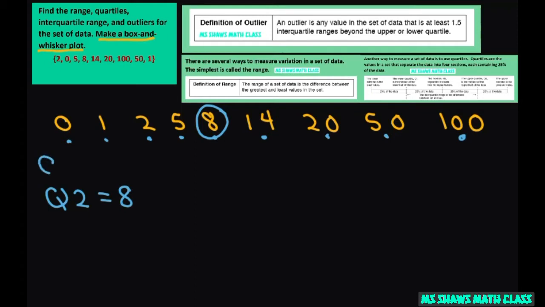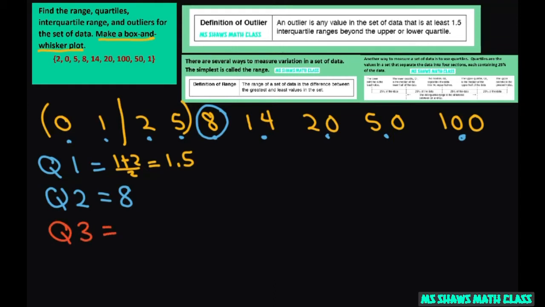All right. Your quartile 1 is going to be, you take the lower half and take the middle number. Well, we have an even number, so you have to take 1 plus 2 and divide by 2. So that's going to be 1.5. And then for quartile 3, you take this half and we add 20 plus 50, divide by 2, and that's going to equal 35.